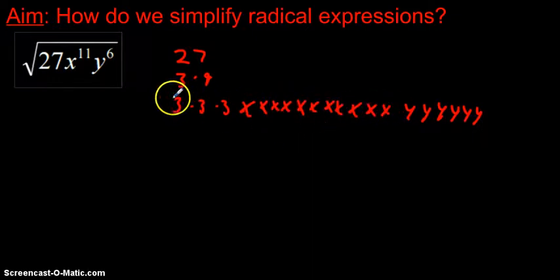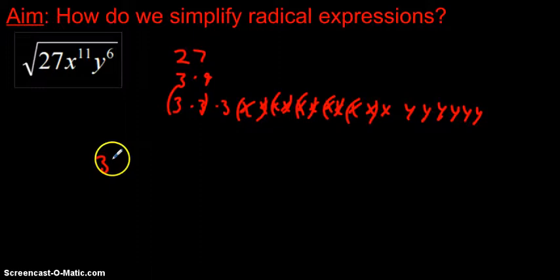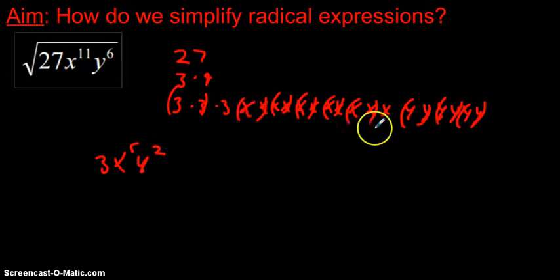Okay. So, every 2 square roots of 3 become a 3. Every 2 square roots of x become an x. So that's 5 x's. And every 2 square roots of y become a y, leaving us only with a 3x in the radical. Alright? Let's look at another example.